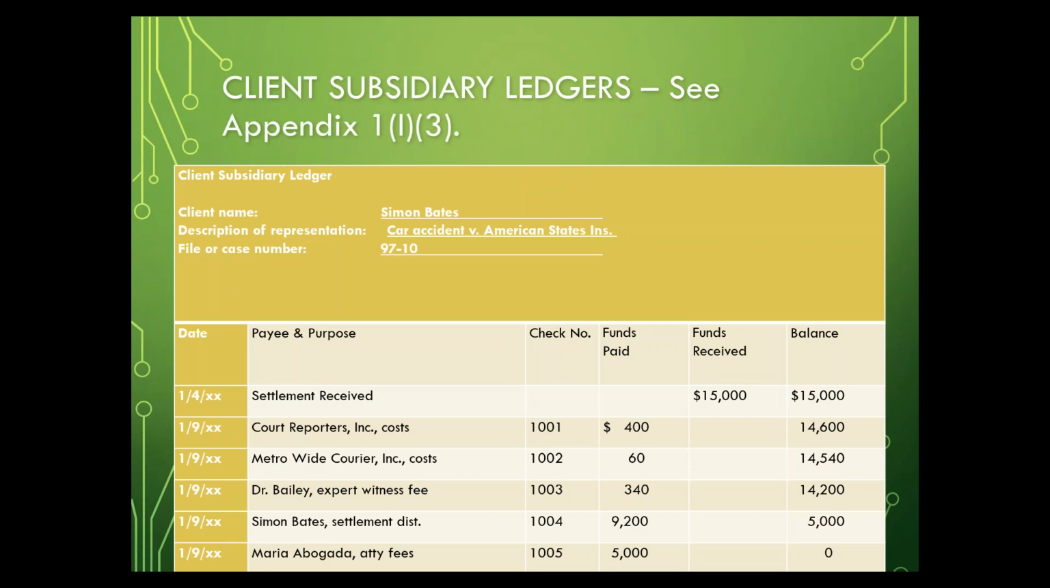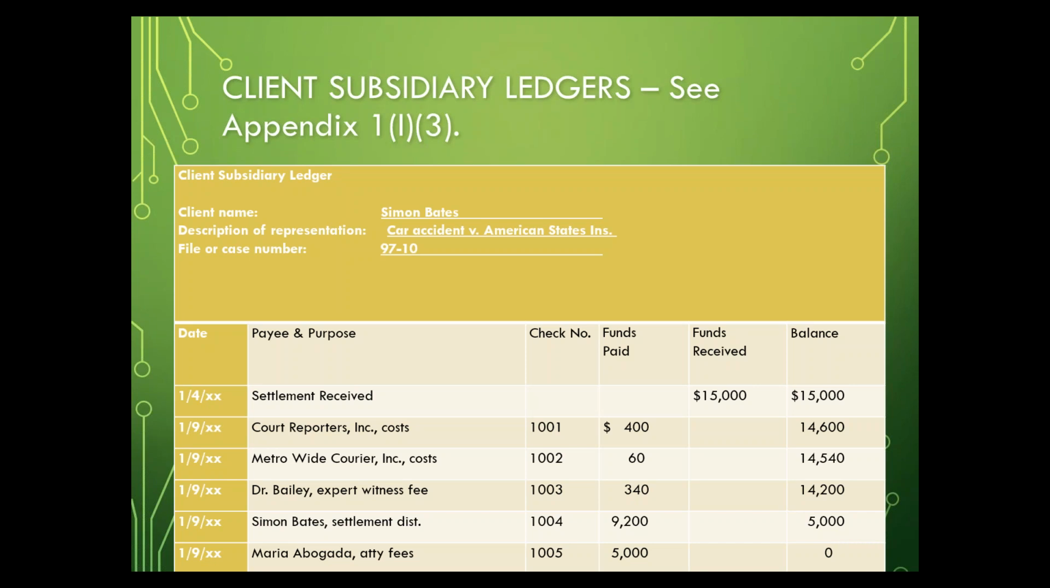So we talked about the check register, which includes all of the activity in the trust account. Now there's a separate book that has to be maintained that isolates individual client activity, and those are called client subsidiary ledgers, and you see a sample of one here on the screen. So a lawyer is required to maintain a separate client subsidiary ledger for every client on whose behalf the lawyer deposits funds into the trust account. And that subsidiary ledger is going to track all the trust account activity for that individual specific client.